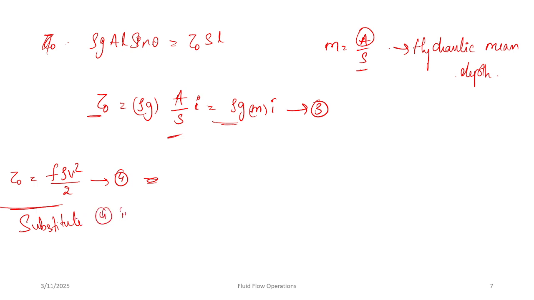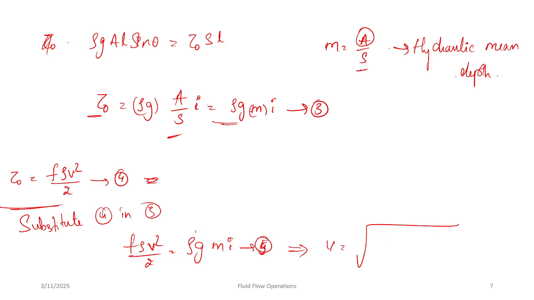Substitute 4 in 3. So we'll be getting F rho V square by 2 is equal to rho G M into I. This is equation number 5, right? Okay. So if you simplify this and write it in terms of V, what would be the equation? V is equal to square root of, rho gets cancelled out. We'll be having 2 into G M I by F. Let's say this is equation number 6.